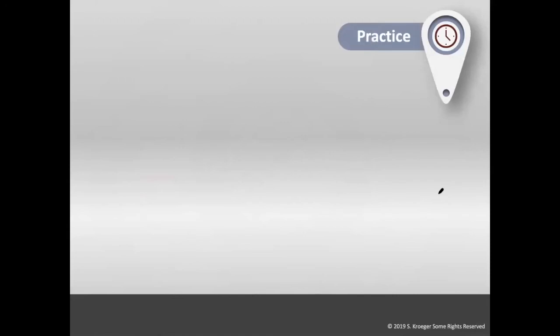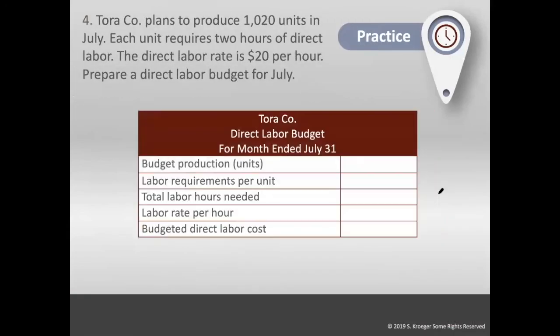Let's do a practice with this one. This is number 4 on your classwork. We have Tora Co., who plans to produce 1,020 units in July. Each unit requires 2 hours of direct labor. The direct labor rate is $20 per hour. Prepare a direct labor budget for July.